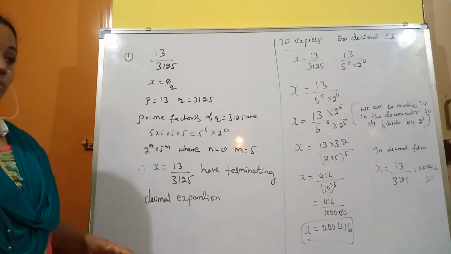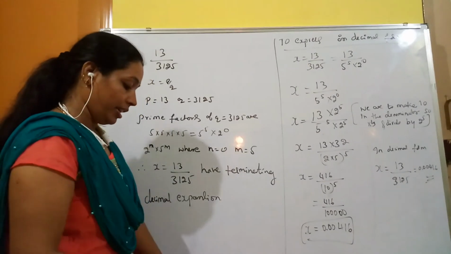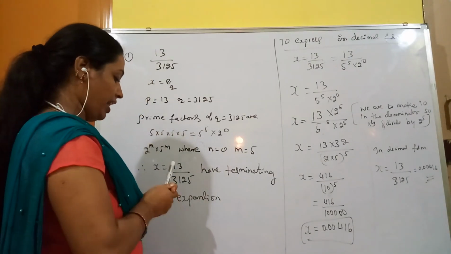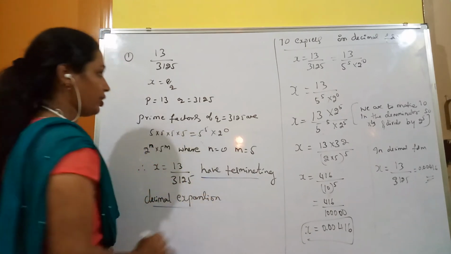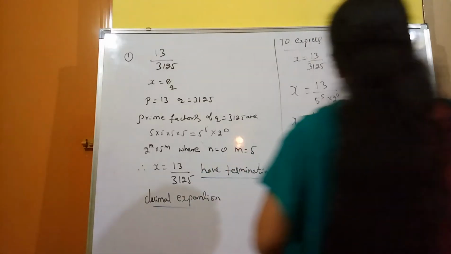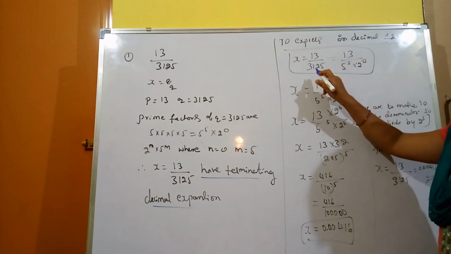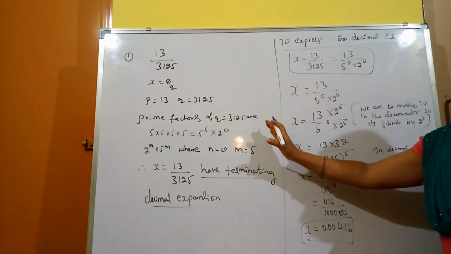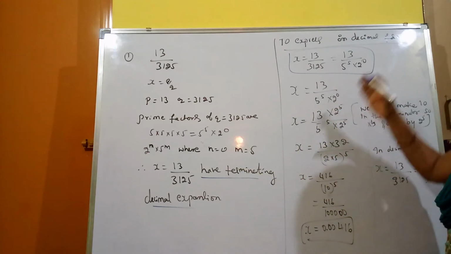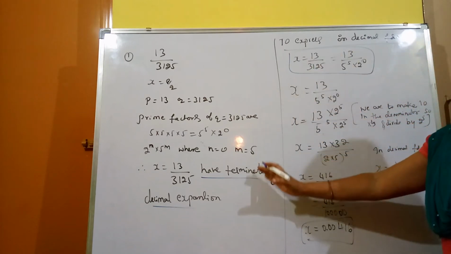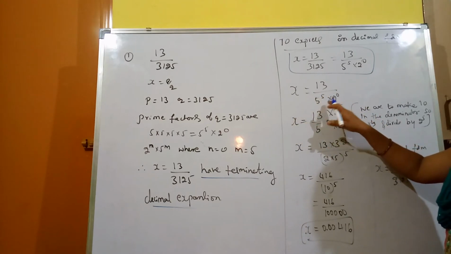We have to express it in decimal form. It is a terminating decimal expansion, but we have to express it in decimal form. How to express in decimal form? The same procedure. Call it x is equal to 13 by 3125. These steps we already learnt. If they ask to express in decimal form, the first procedure will be the same. Then x is equal to 13 by 5 to the power 5 into 2 power 0.